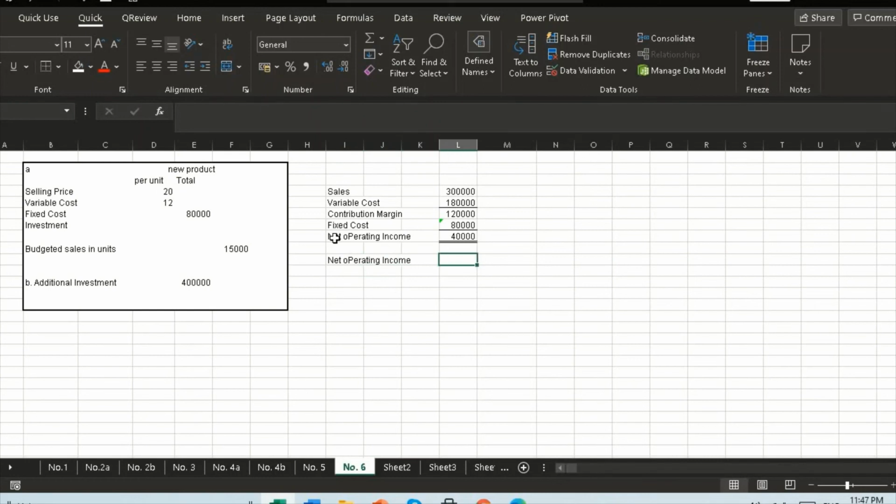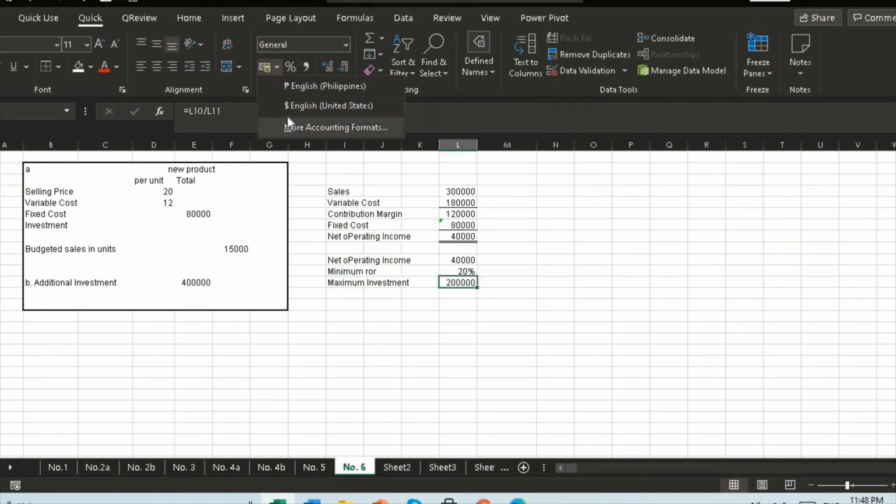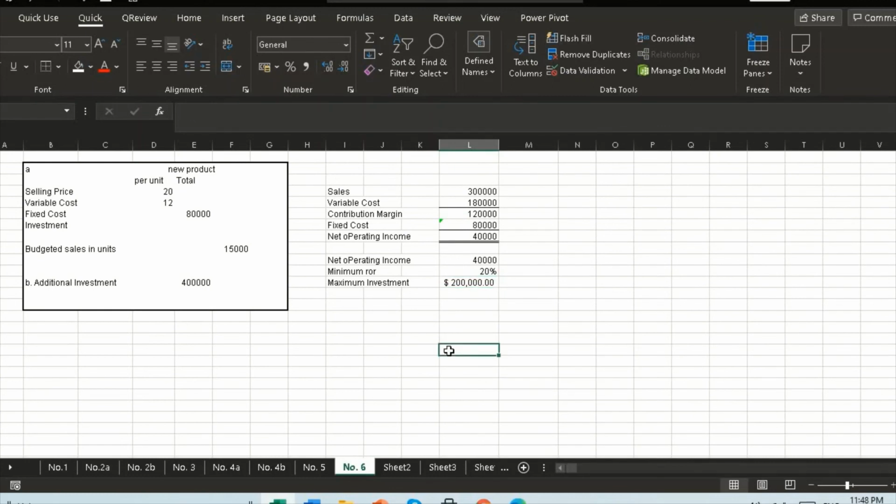By dividing this net operating income by the minimum rate of return, which is 20%, we will get the maximum investment, amounting to $200,000.